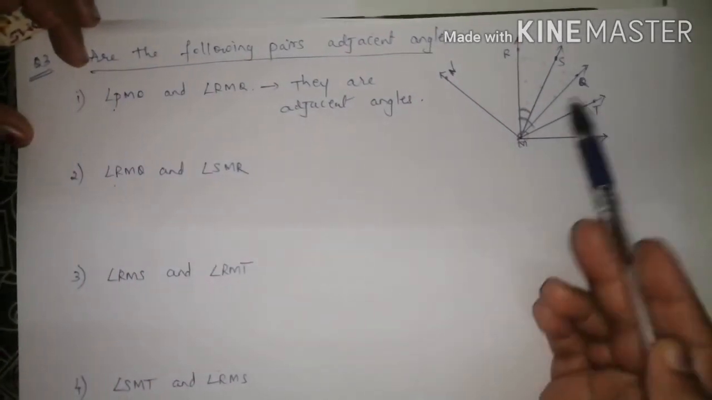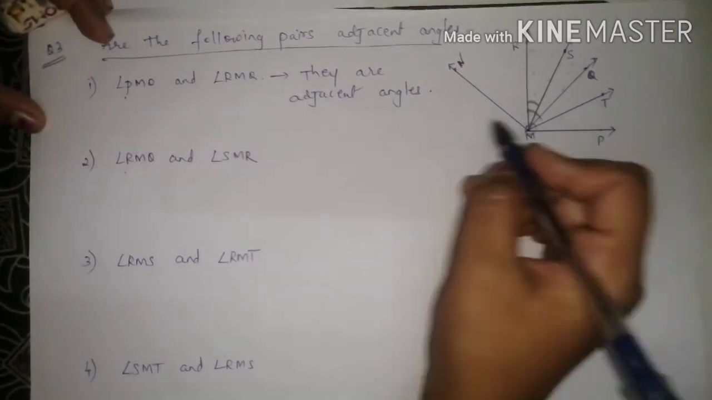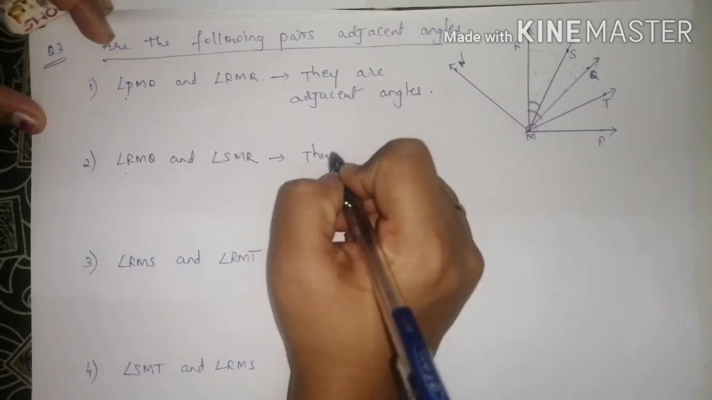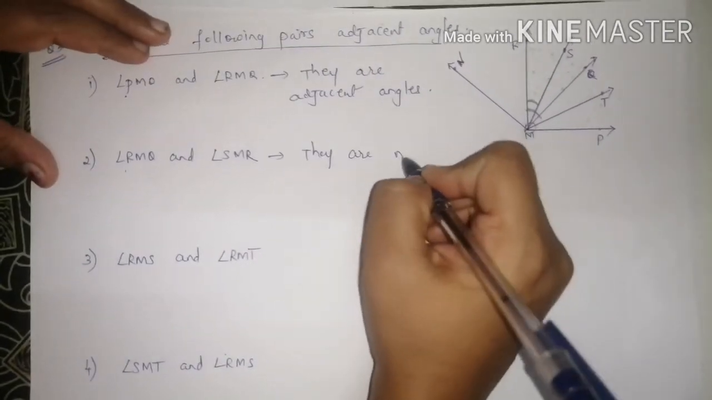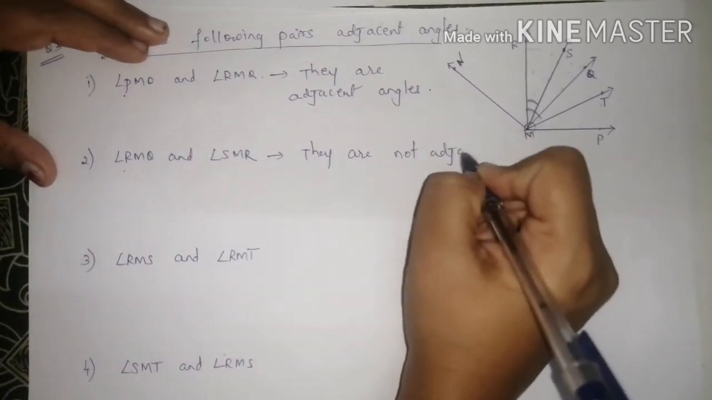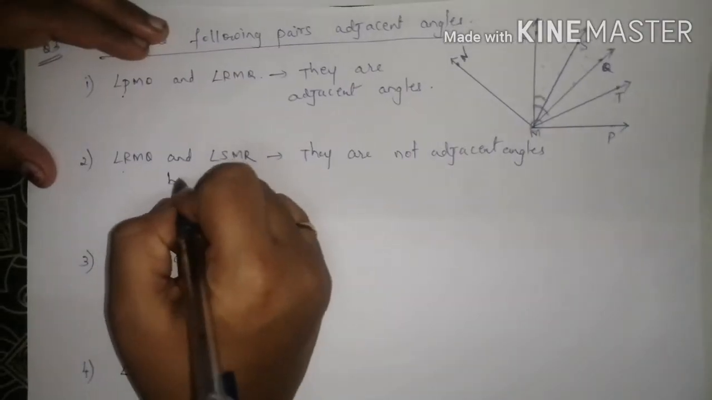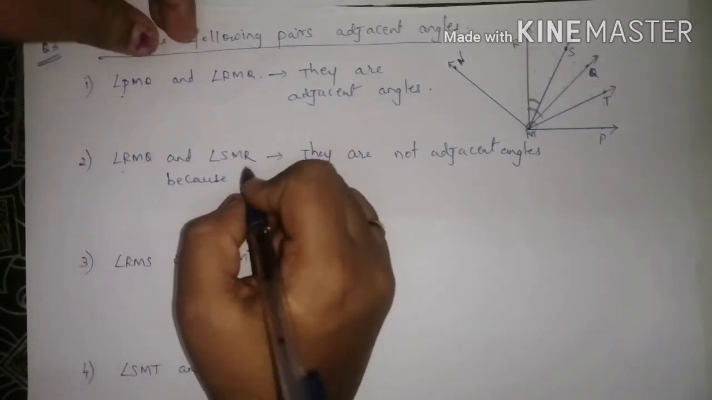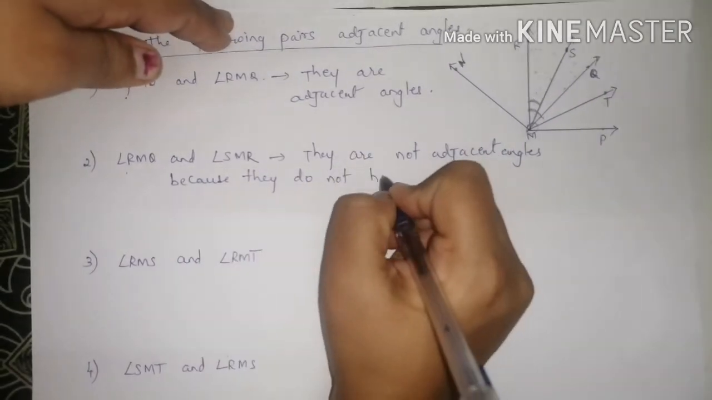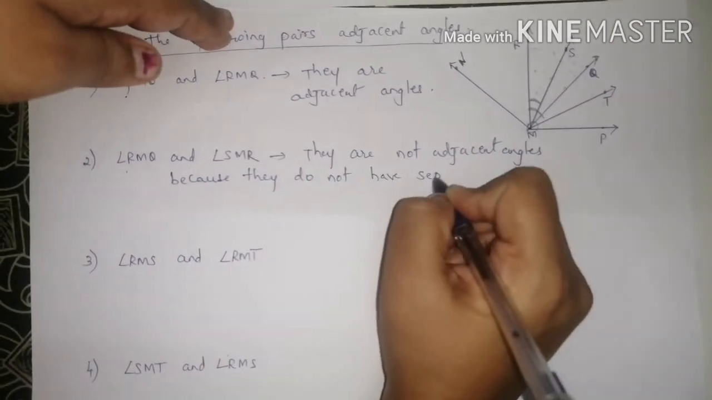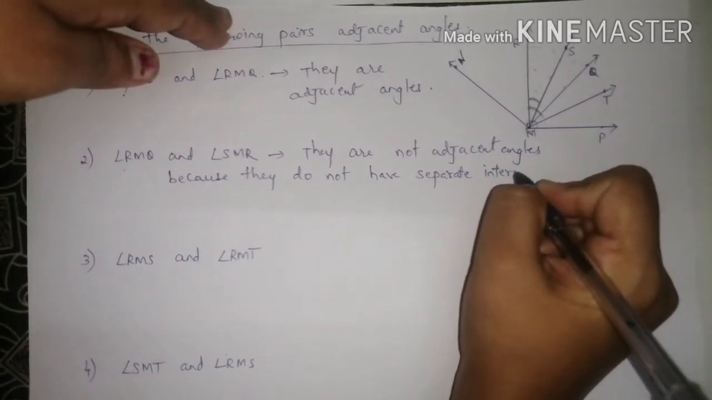They have a common vertex and a common arm, SM, but their interiors are not separate, so they are not adjacent. Three conditions should be fulfilled, but one condition is not fulfilled, so they are not adjacent angles, because we will write the reason: they do not have separate interiors.